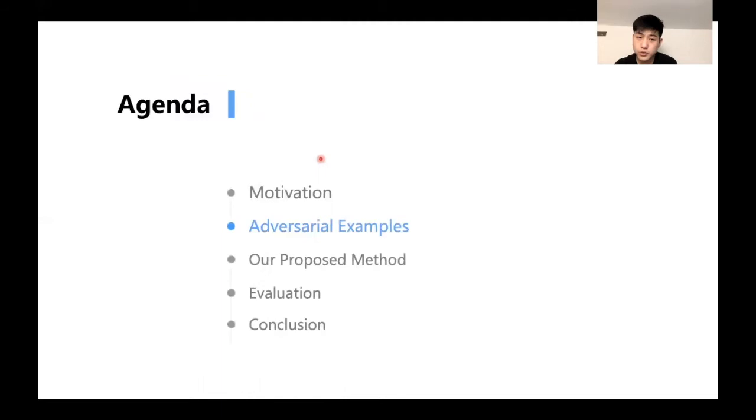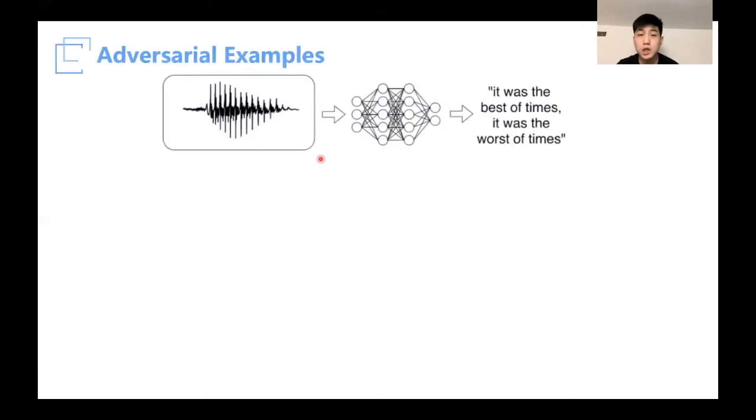And then we will introduce the preliminary knowledge, adversarial examples. For example, the left is an original signal and the middle is the ASR model. The ASR means the automatic speech recognition model. When the audio signal is input into the ASR model, the model will output the corresponding text. Here it is: it was the best of times, it was the worst of times.